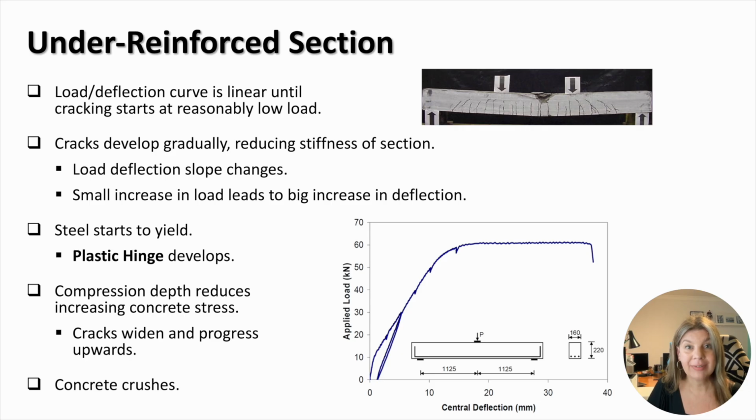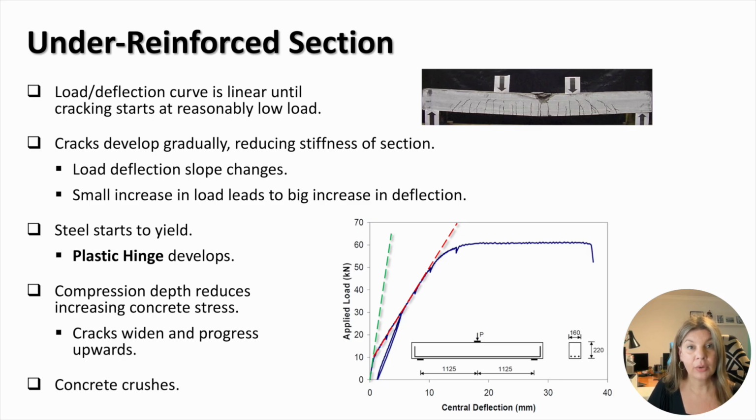As you can see, the curve is linear until cracking starts at a reasonably low load. At the development of the first crack, the load deflection slope changes, which signifies that the stiffness of the beam is reduced. New cracks develop in the tension zone of the beam gradually, which can be seen by regular dips on the curve. The plateau is very long, which means that the beam will undergo large deformations before failure. These excessive deformations will provide plenty of warning to engineers and allow for repairs or replacements to take place.